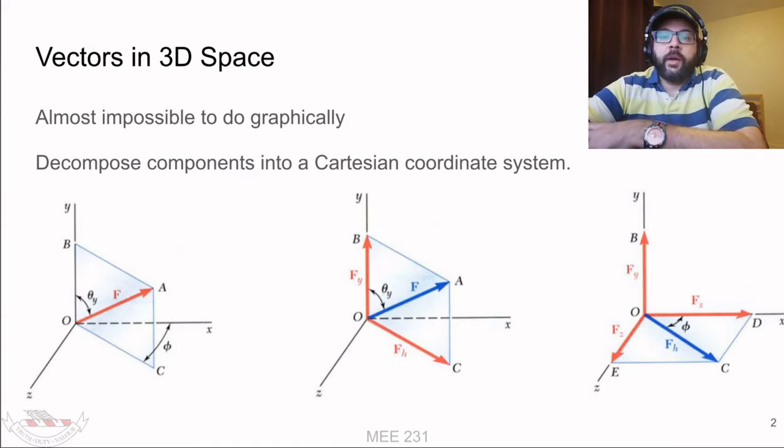So you're pretty much going to be limited to decomposing your vectors, your forces, into a Cartesian coordinate system, into its various components, and then working from there. Because some simple 3D vectors are decent enough to do on their own, but once you start adding them together, or God forbid, taking a moment, which we'll get at later, it really doesn't work.